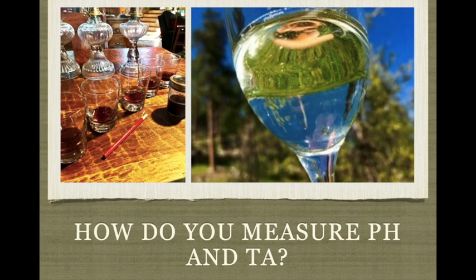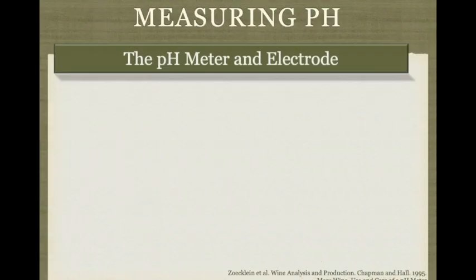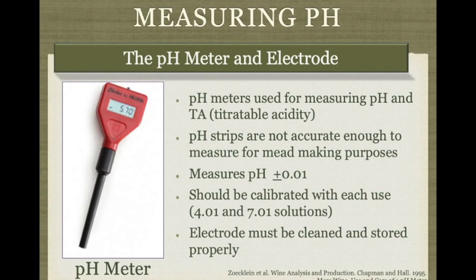How do you measure pH and TA? One of the most important pieces of equipment after, say, a hydrometer is a pH meter. We can use them both for measuring the pH as well as the titratable acidity. I would not use pH strips as they are not accurate enough to measure for wine or mead making purposes. At the minimum, you want a pH meter that can measure down to 0.01 pH. And usually we calibrate with two different solutions, 4 and 7. You need to care for the electrode so that it can have a longer life, so you need to clean it and store it properly.